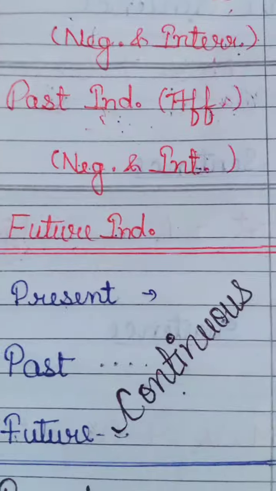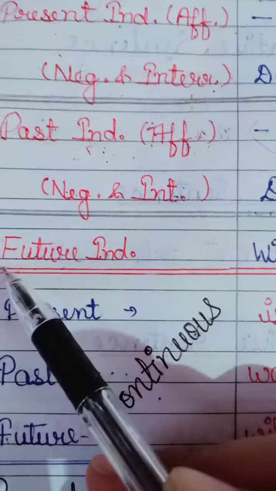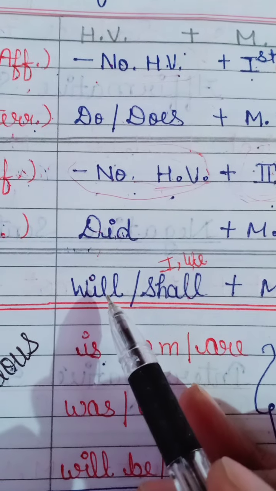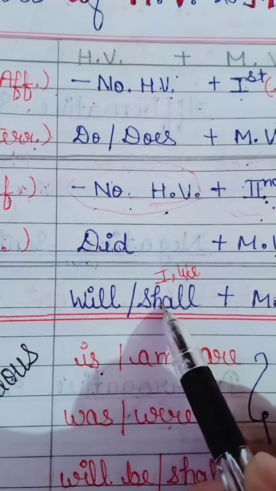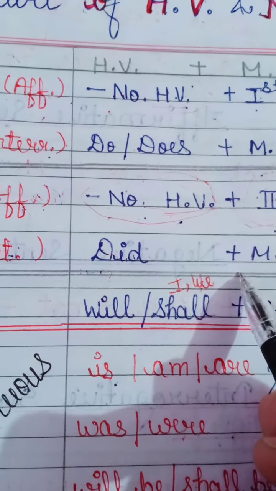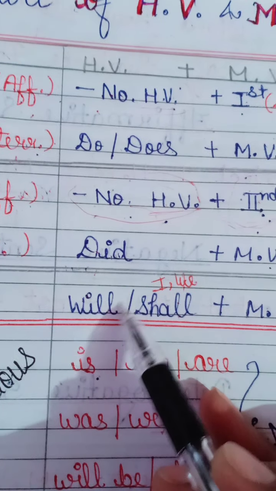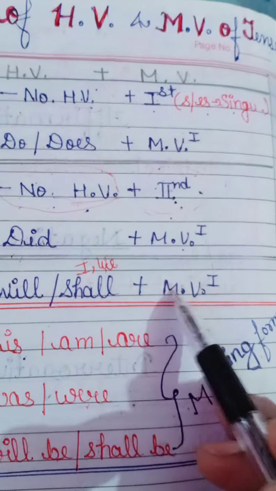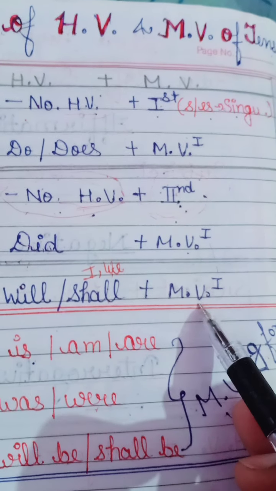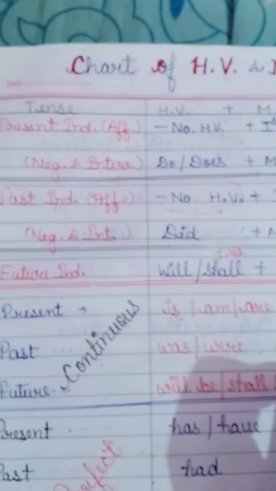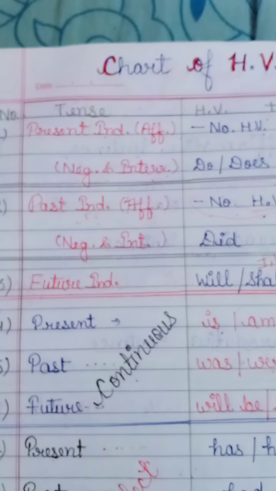Now the name of the third tense is future indefinite. It takes helping verbs will and shall. Along with I and we, it takes shall, and with the other subjects, it takes will, plus first form of main verb.